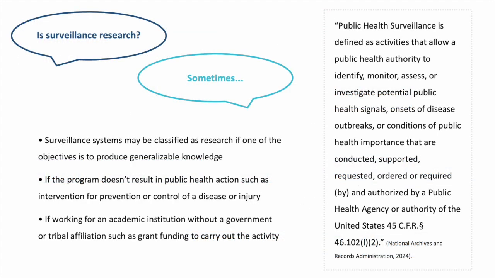When discussing public health surveillance earlier in this course, I explained that surveillance usually isn't considered research if the goal is prevention and control of a disease or injury, but surveillance systems may be classified as research if they involve the collection and analysis of health-related data to generate knowledge that's applicable to populations and settings other than the one that the data were collected from, or if the goal is to contribute to new knowledge about the health condition.